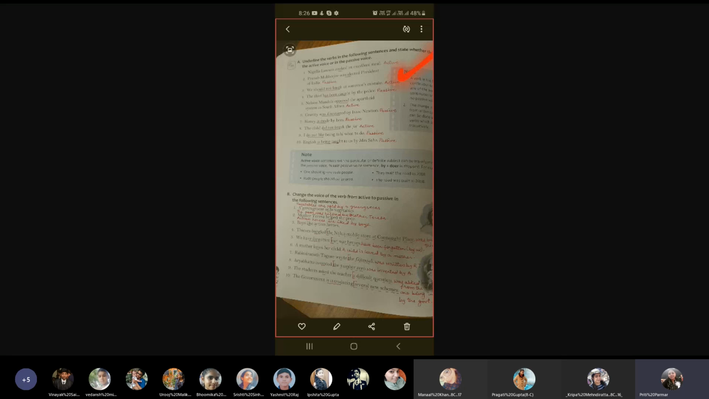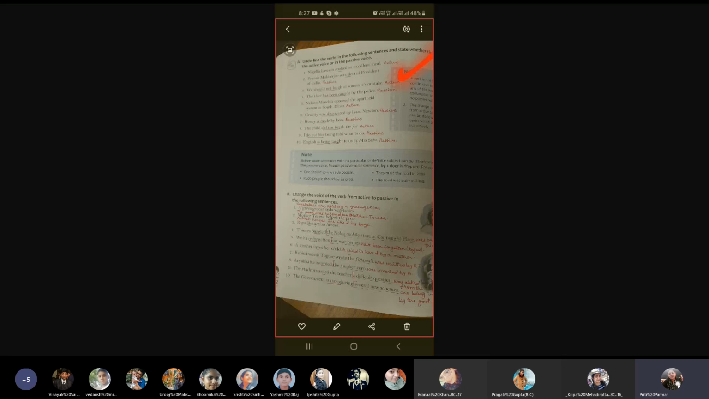Number eight, Aryabhatta invented the number zero. Answer, the number zero was invented by Aryabhatta. And again, please keep seeing I have underlined in each sentence the verb before changing it. Invented has been changed into was invented. Earlier, number seven, wrote was changed to was written.